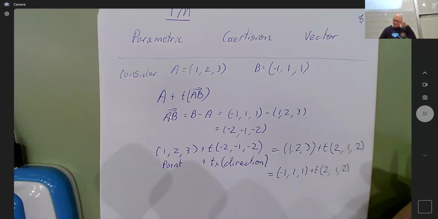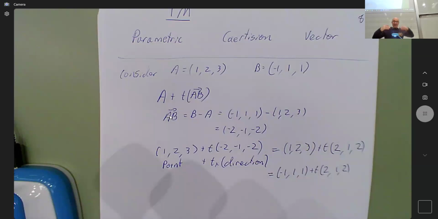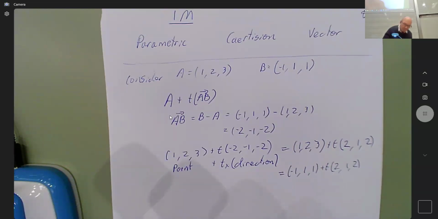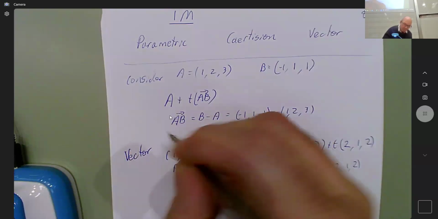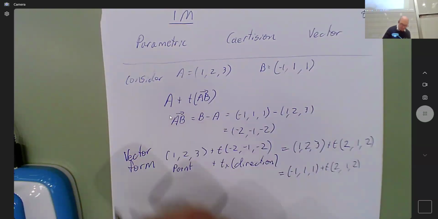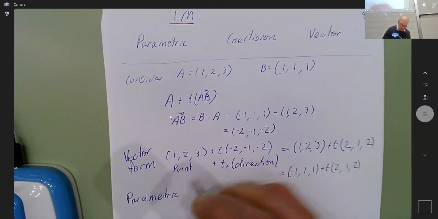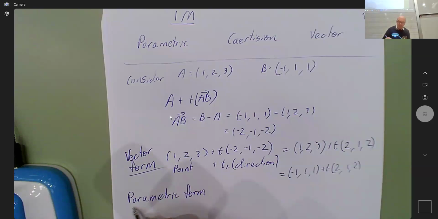So we've got different ways to write the line. There are lots of different ways I can write a line in a vector form or a parametric form. Now, does that bode well for what we're about to do? So this is the vector form, parametric form.